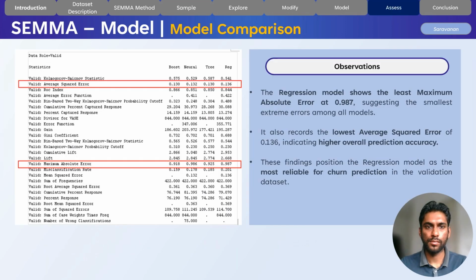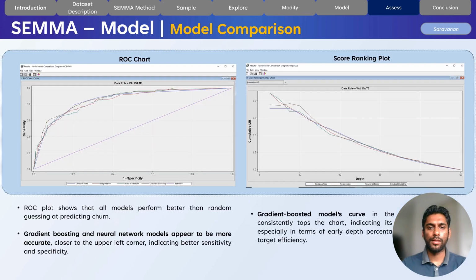In our analysis for churn prediction, the regression model outperforms other models in terms of accuracy. It has the lowest maximum absolute error at 0.987, which means it has the smallest extreme errors compared to other models tested. Furthermore, it has the lowest average square error of 0.136, enhancing its credibility for overall prediction precision. These metrics are critical as they suggest that the regression model is most reliable for predicting churn based on the validation dataset. Whereas the ROC chart confirmed that all predictive models perform slightly better.